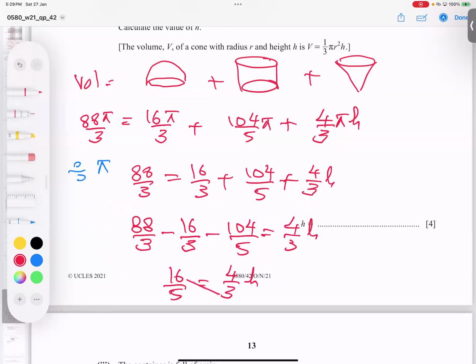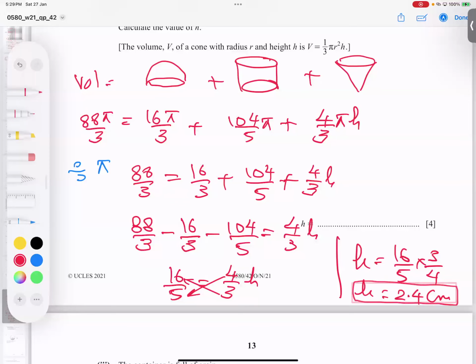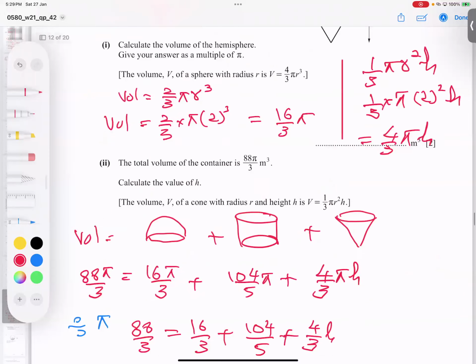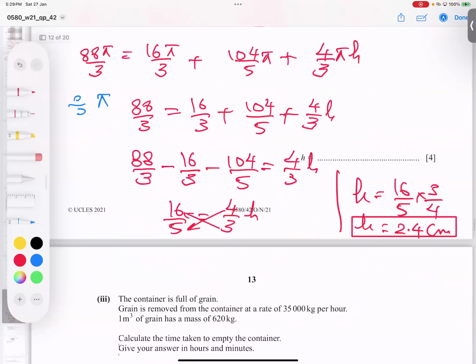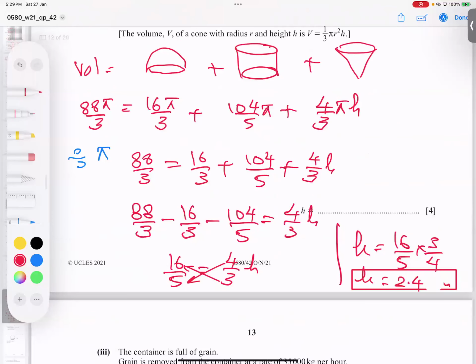Now 3 will multiply up, 4 will go down. It means height equals 16/5 into 3/4. And the answer I'm getting here is 12/5, or 2.4. 2.4 centimeters is the answer, so not centimeters, I think meters, because these are not centimeters, it's meters. So Alhamdulillah, this part is over. Let's go for the next part below.